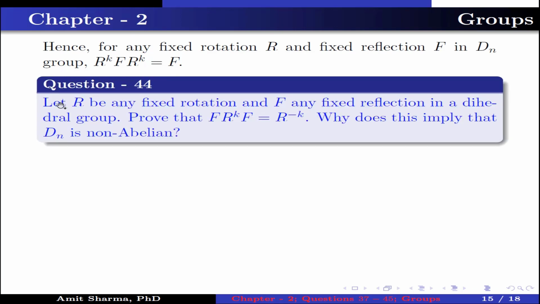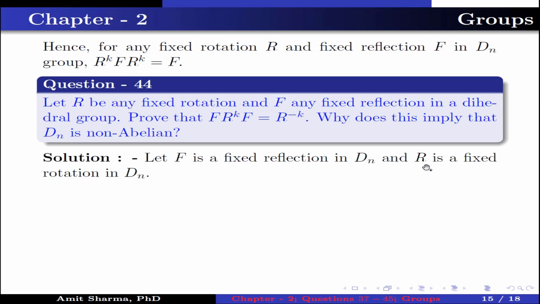Question number 44. Let R be any fixed rotation and F be any fixed reflection in the dihedral group. Prove that F into R to the power k, F is equal to R to the power minus k. Why does this imply that DN is non-abelian? Let F be a fixed reflection in DN and R a fixed rotation in DN. Now we know that F into R to the power k, F into R to the power k is equal to R0. Why is it so? For more detail, see question number 43.